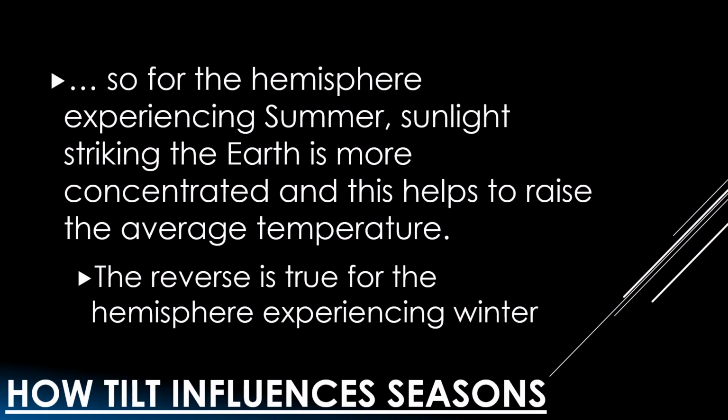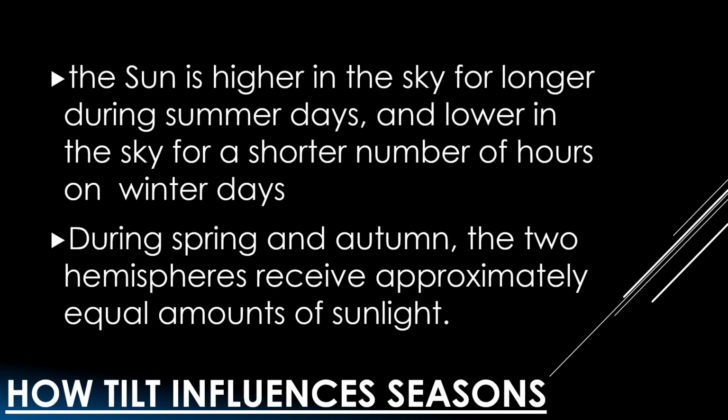So for the hemisphere experiencing summer, sunlight striking the earth is more concentrated, and this helps to raise the average temperature. And the reverse is true for the hemisphere experiencing winter. The sun's going to be higher in the sky for longer during summer days and lower in the sky for a shorter number of hours on winter days. During spring and autumn, the two hemispheres receive approximately equal amounts of sunlight.